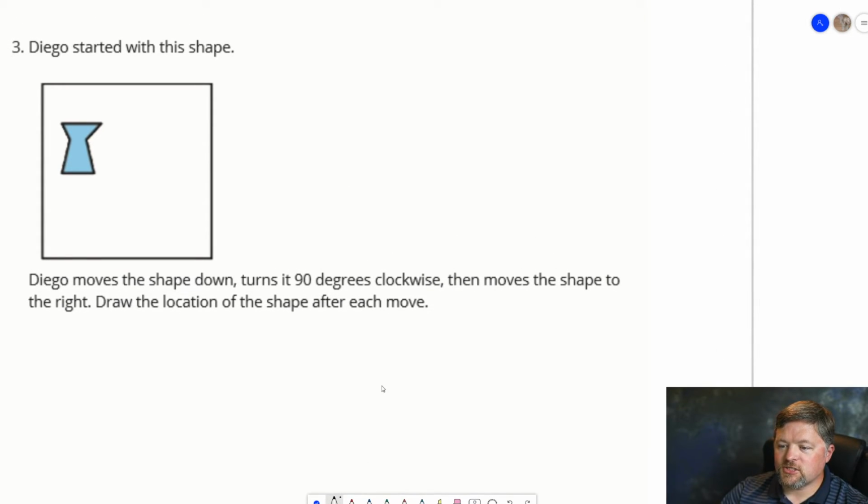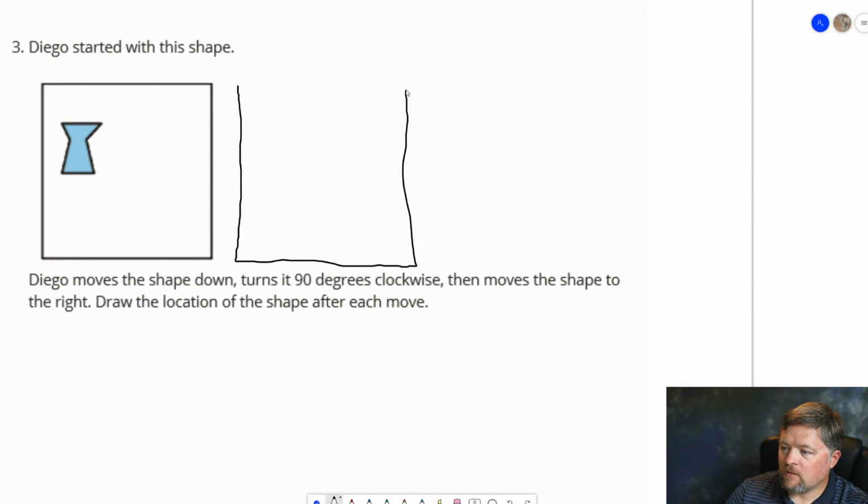Okay, Diego started with this shape. Diego moves the shape down, turns it 90 degrees clockwise, then moves the shape to the right. Draw the location of the shape after each move. So, new box. First, Diego moves the shape down. So if I took this shape and moved it down, it's going to look kind of like that.